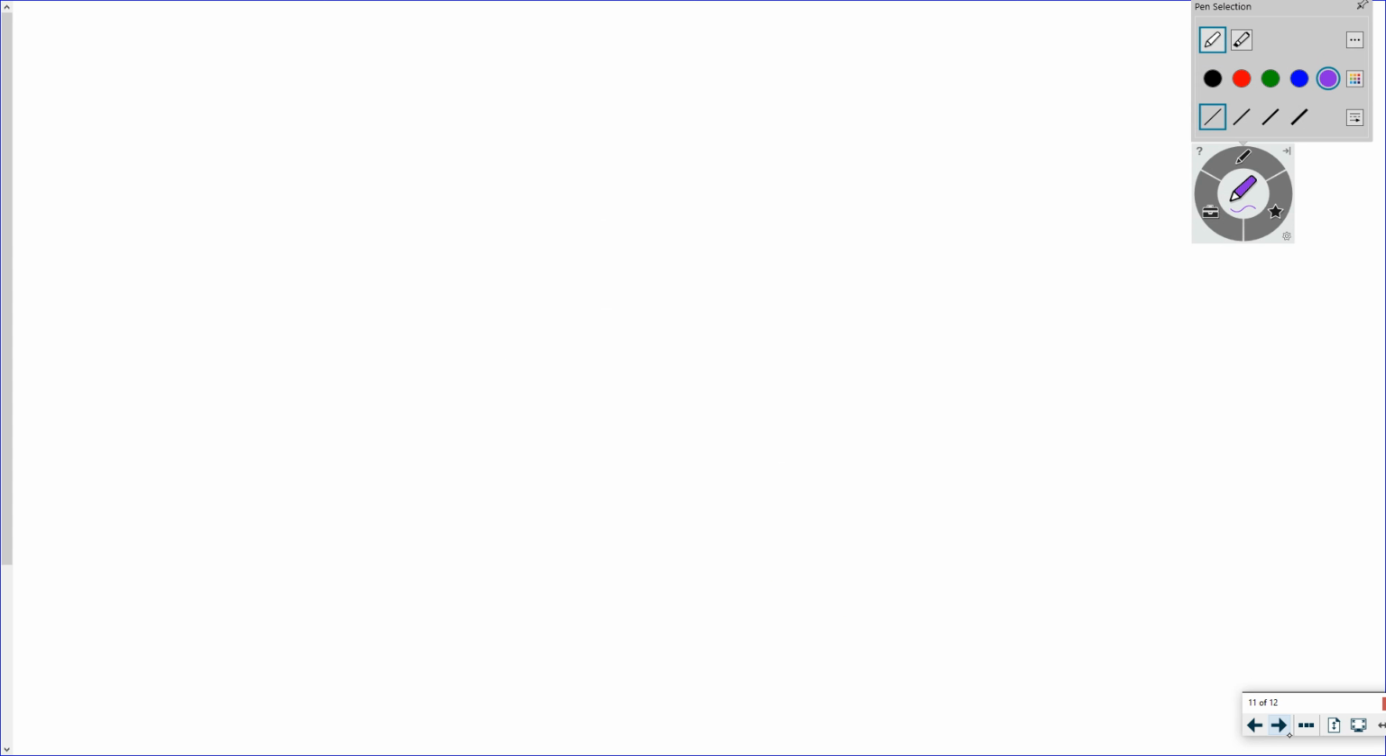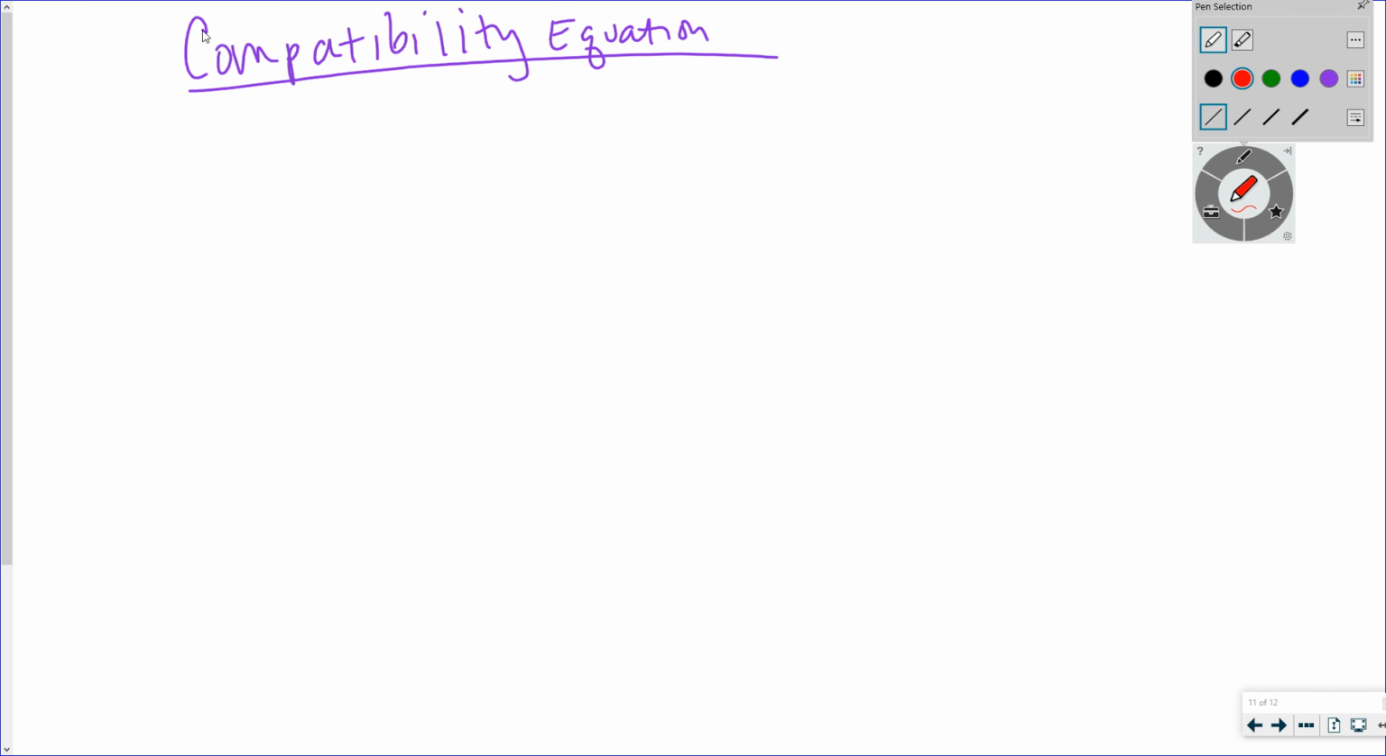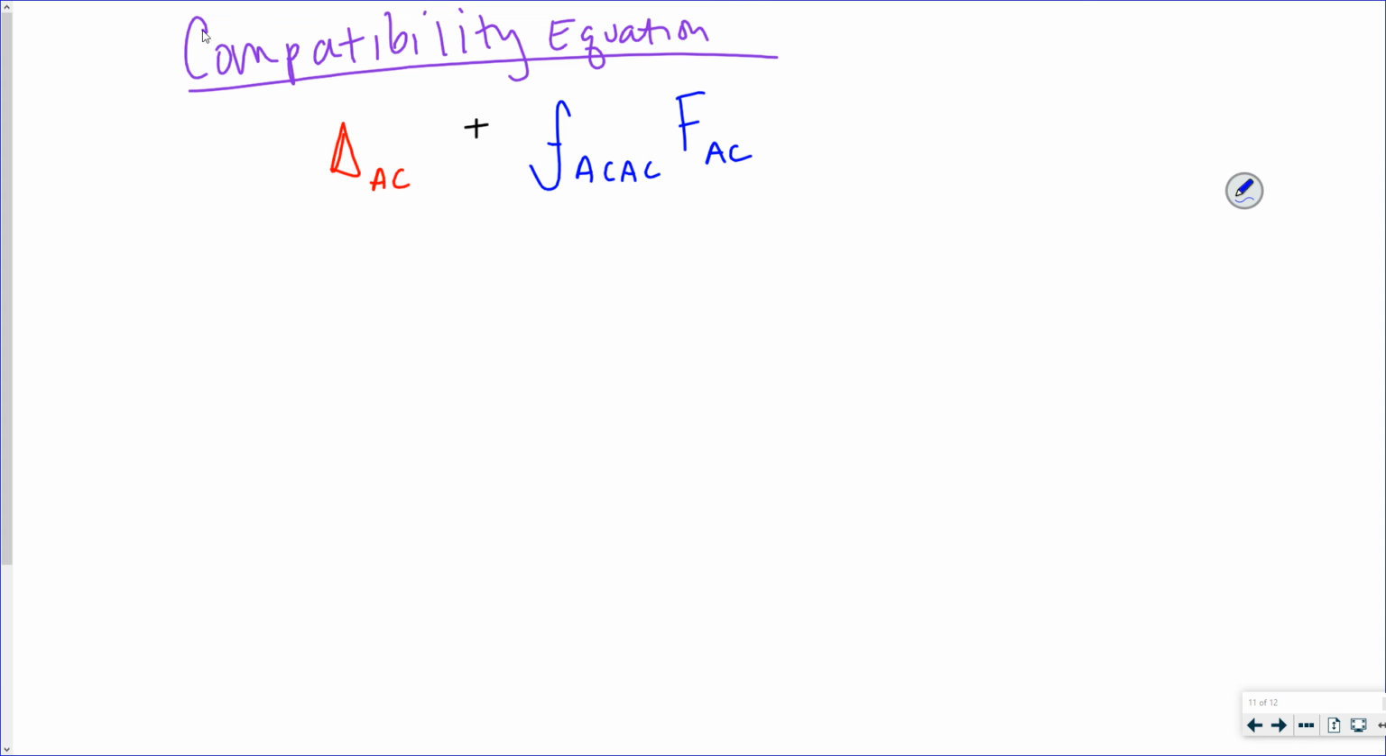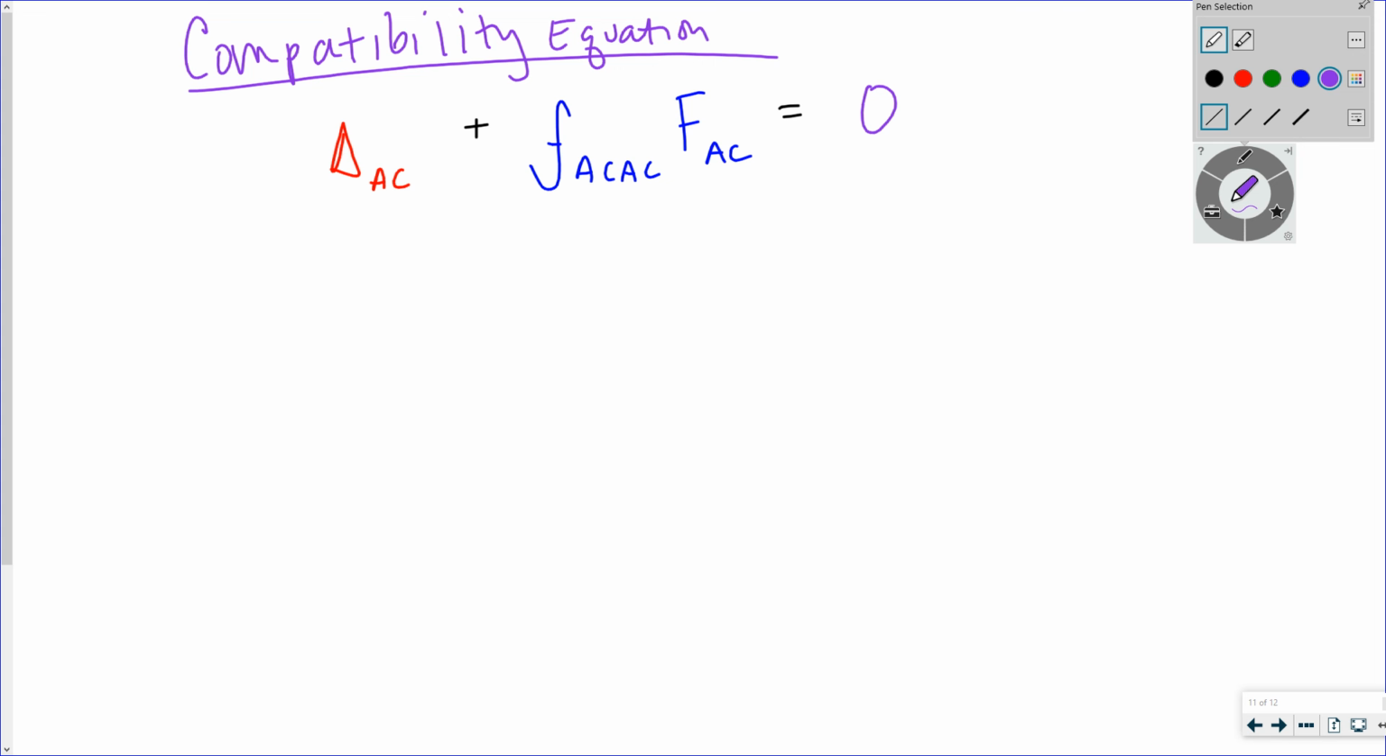Go back to my compatibility. Right, my deflection in AC, if it's cut, plus my flexibility in AC due to that unit load in AC times the force in AC, the force to close that gap, right, is going to be equal to 0. That means my FAC is equal to negative delta AC divided by that flexibility component.